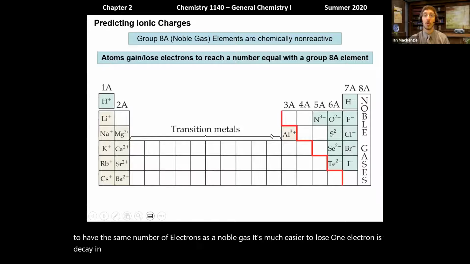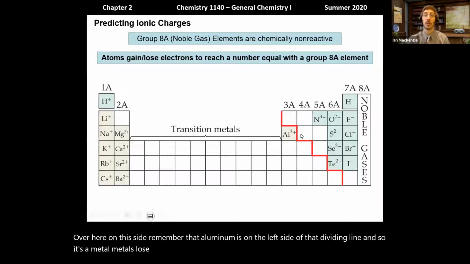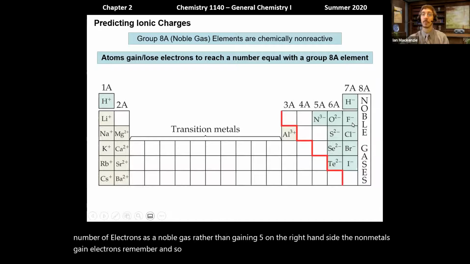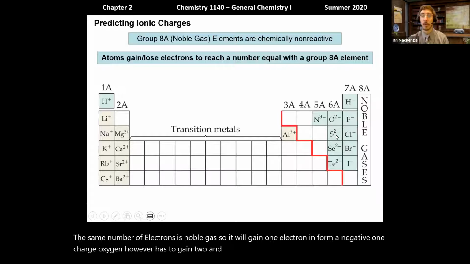Over here on this side, remember that aluminum is on the left side of that dividing line, and so it's a metal. Metals lose electrons, and so aluminum will lose 3 electrons to get back to the same number of electrons as a noble gas, rather than gaining 5. On the right-hand side, the nonmetals gain electrons, remember, and so the halogens, fluorine, it's only 1 electron shy of having the same number of electrons as a noble gas, so it will gain 1 electron and form a -1 charge. Oxygen, however, has to gain 2, sulfur has to gain 2, nitrogen has to gain 3 in order to have the same number.